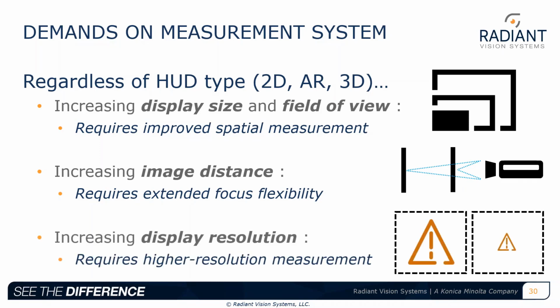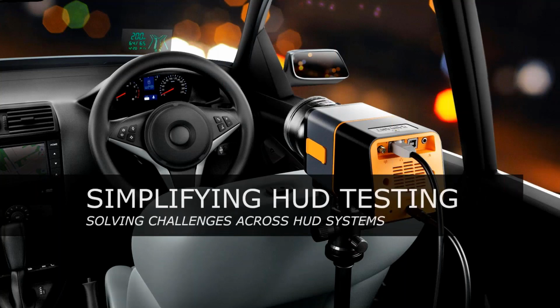And finally, display resolution. The resolution of the head-up display being projected and the resolution of the measurement system you're looking at should be in line, meaning that the measurement platform you're using to characterize the head-up display should have a much higher resolution to be able to appropriately identify and characterize the information projected at the furthest distances, let's say in an augmented reality head-up display.